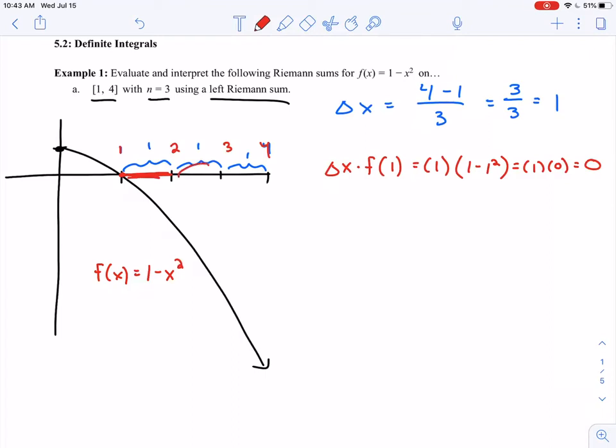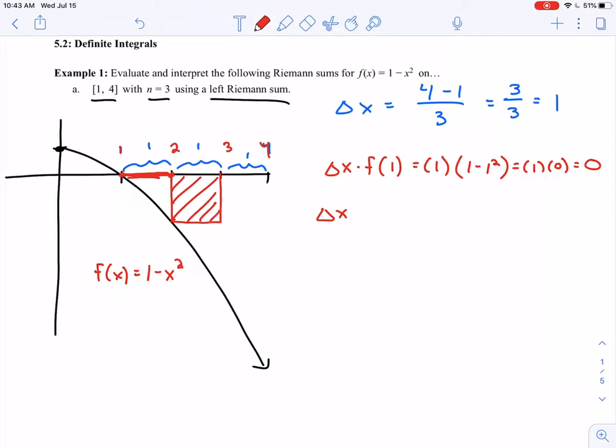So now we're going to look at between 2 and 3. Again, we're doing a left Riemann sum. So here we have 2. So we have delta x, and actually let's draw in our rectangle first. This one's a little bit different. The reason I wanted you to think about it is look how our rectangle is oriented. It's below the x-axis now. That's kind of interesting. I wonder what that's going to do to our Riemann sum.